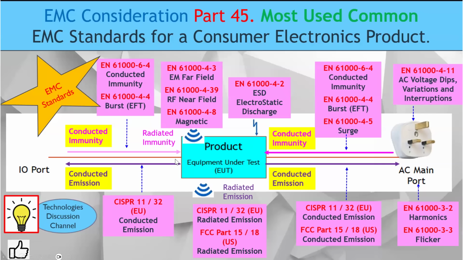When you take a look at this conducted immunity here, you can see that for IO, I just need to do these two tests, which are the conducted immunity test and also the burst EFT test on the IO port. But for this AC mains, you can see that I need to do more tests. For example, this conducted immunity and this burst are the same.